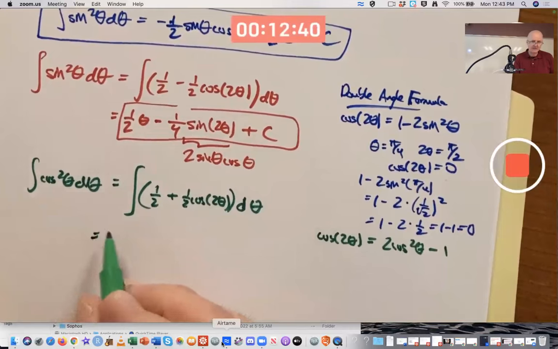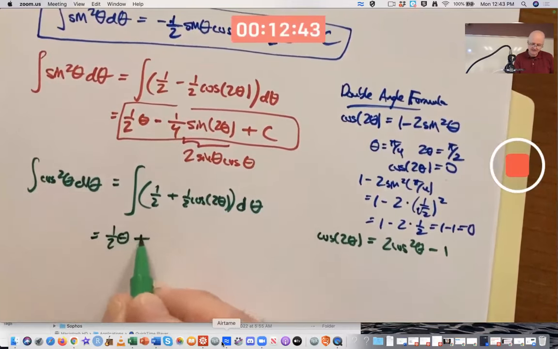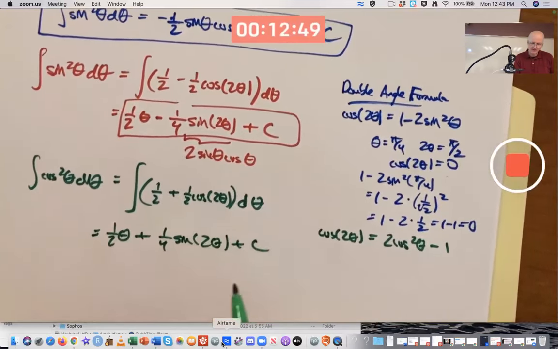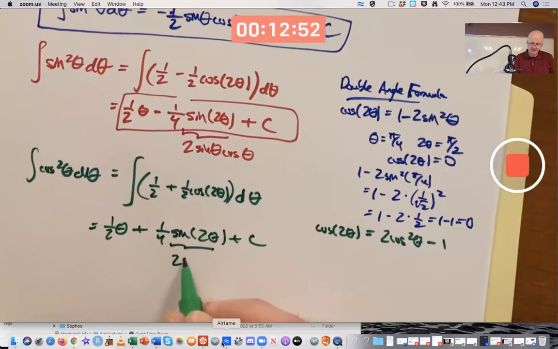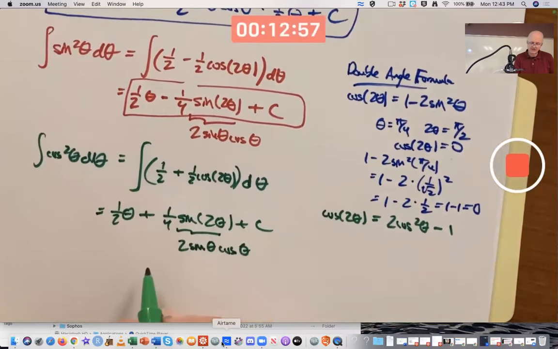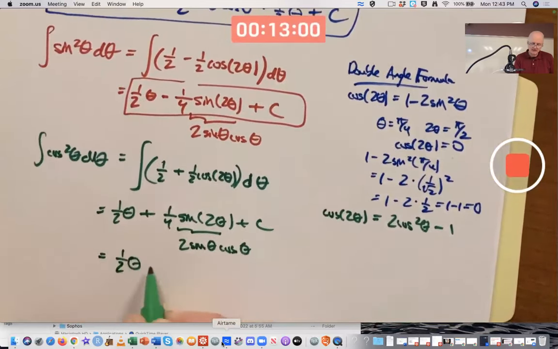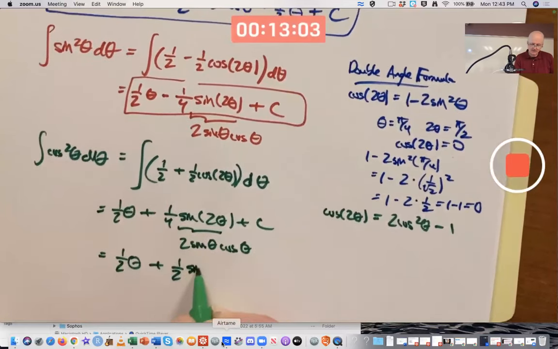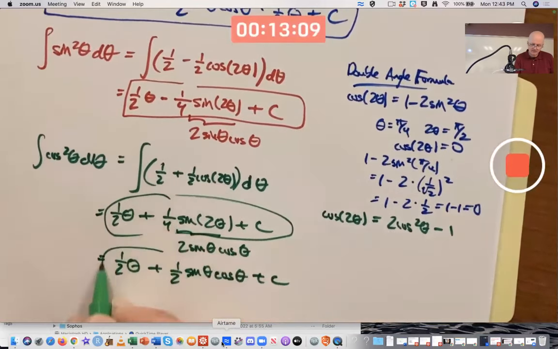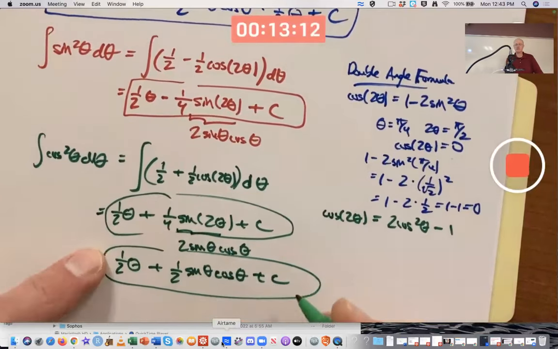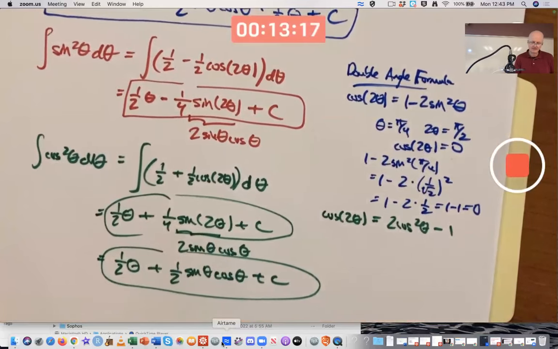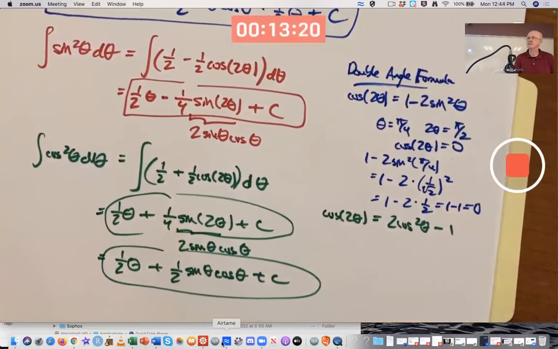And now this one finishes to be 1/2 theta plus 1/4 sine 2 theta plus C, which again could be rewritten using the fact that this is 2 sine theta cos theta. So if you're going to rewrite it based on just sine of theta and cos theta, the answer would be 1/2 theta plus 1/2 sine theta cos theta plus C. But either way you leave it, the answer is okay. I guess the second way is going to be simpler for certain applications, including one I show you here in a few minutes.